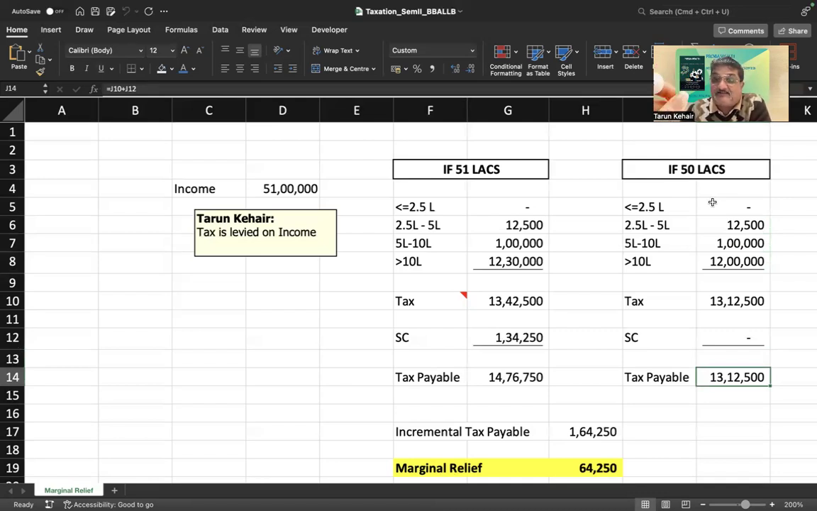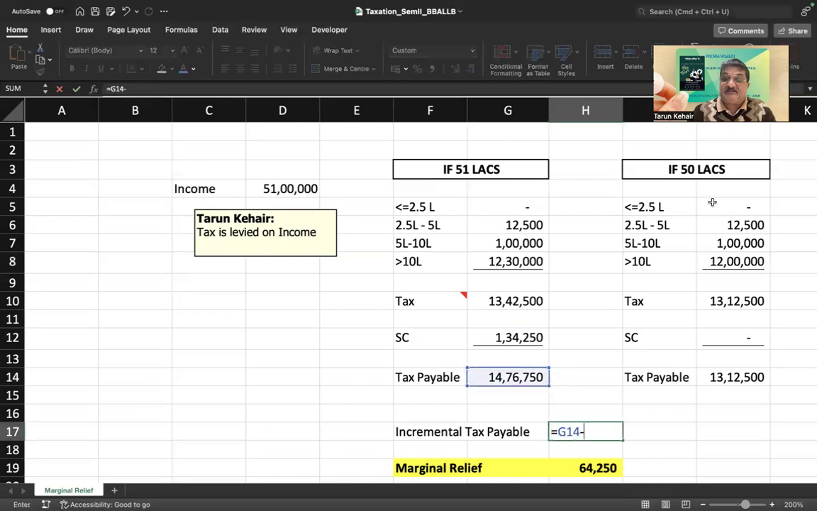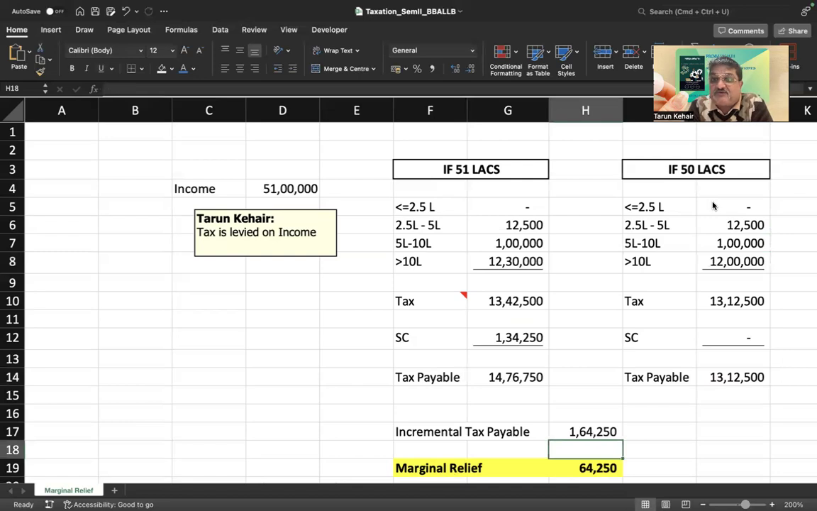Now look at the interesting part. Your tax liability has increased. If you look at the incremental tax liability, it is 14,76,750 minus 13,12,500, which is 1,64,250. So your income increased by 1 lakh rupees, but your tax liability increased by 1,64,250 rupees.